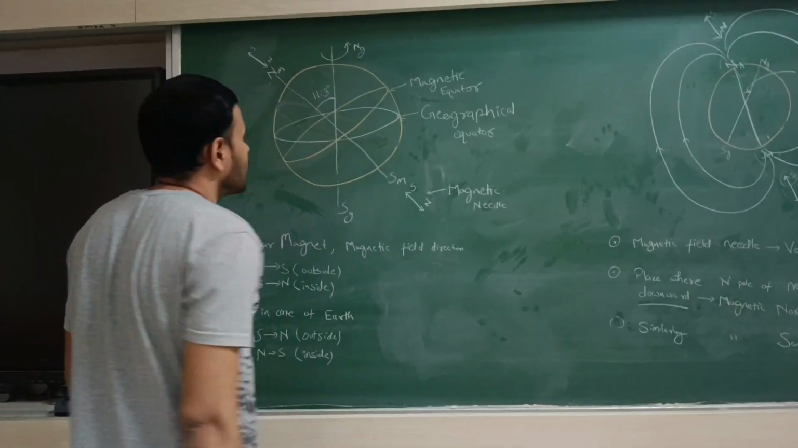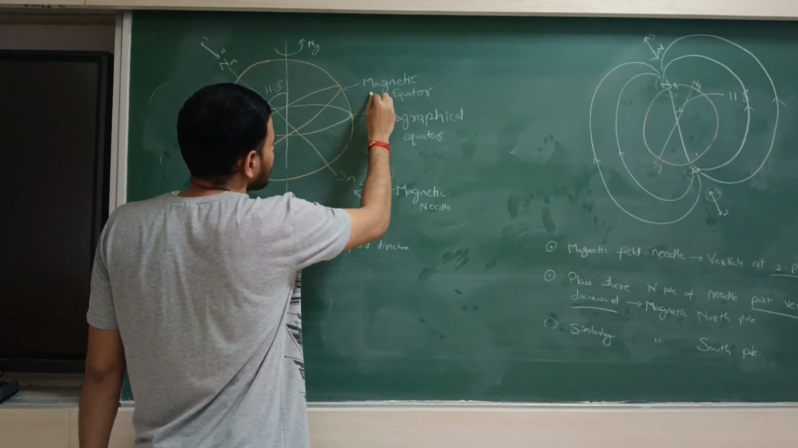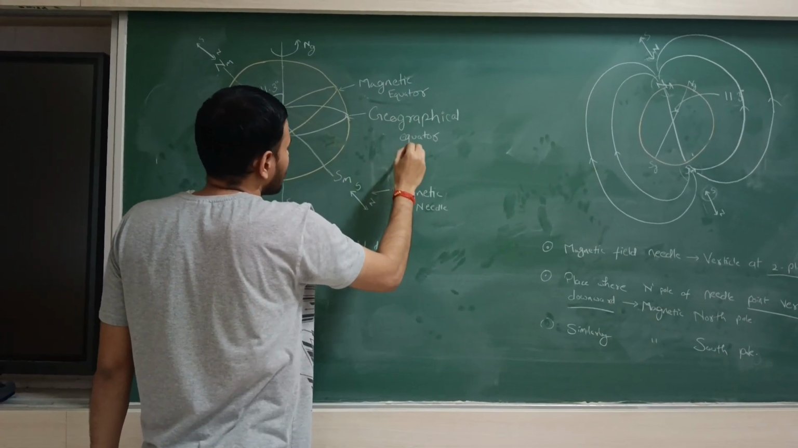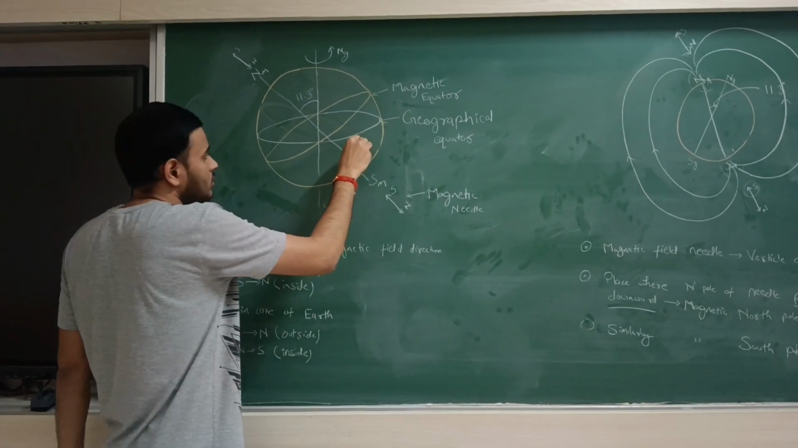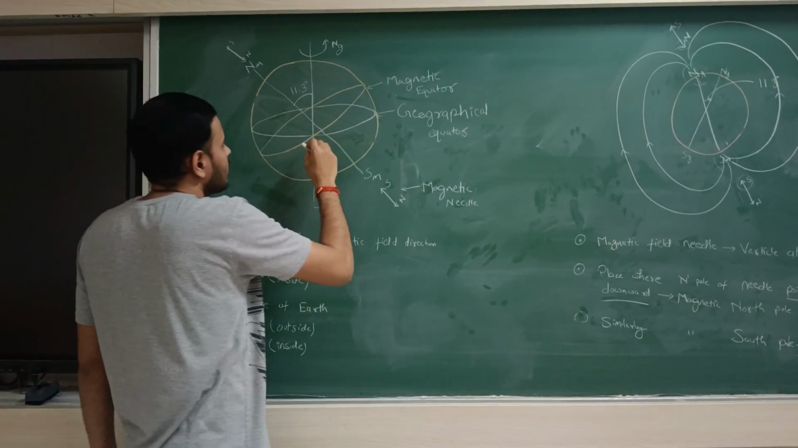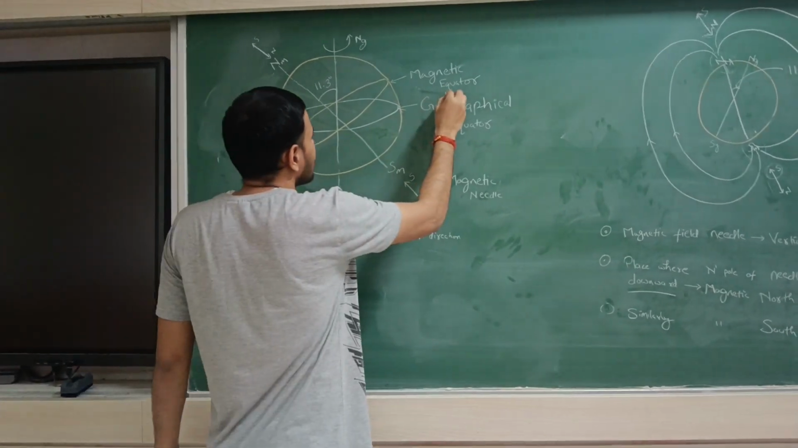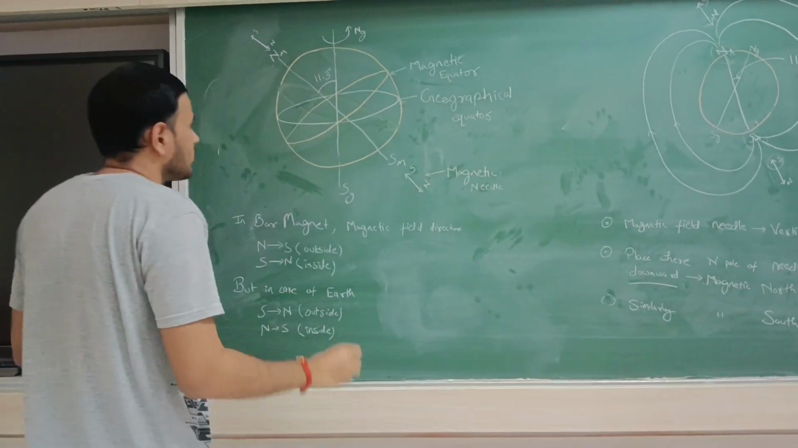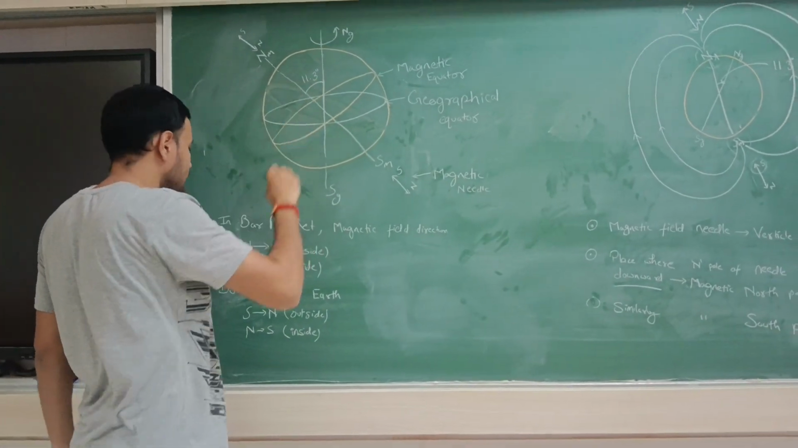And now here we are going to study the difference between the magnetic and geographical equator. The geographical equator is the same as we have studied in our geography classes, but in physics there is a difference, and this is the magnetic equator that tilts from the geographic equator at 11.3 degrees.